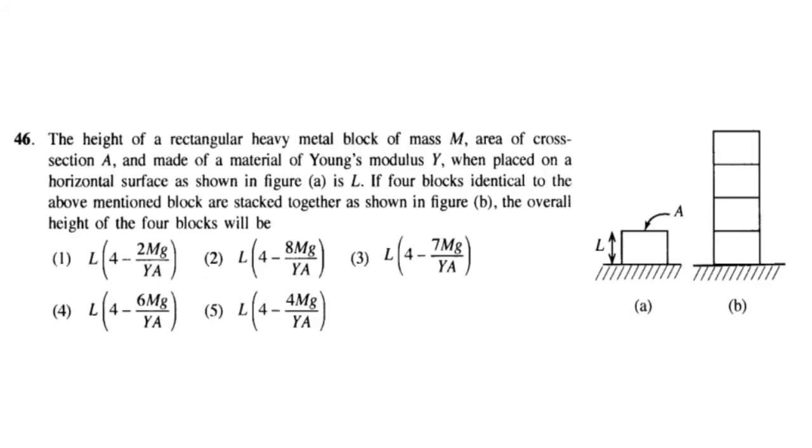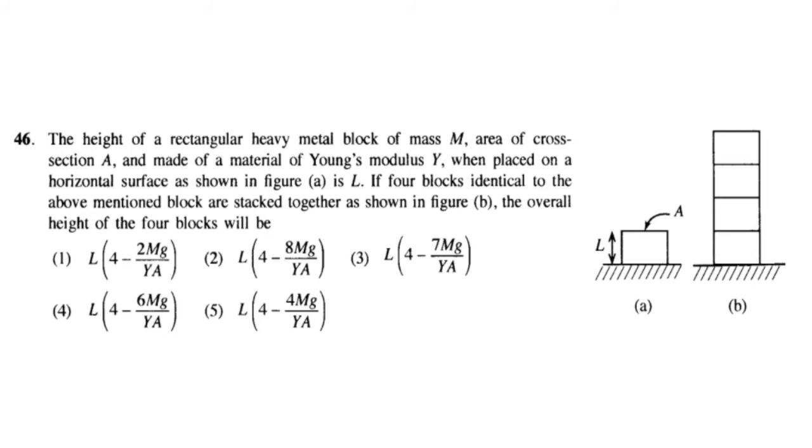Question number 46. A rectangular heavy metal block of mass M is shown in figure A. The dimensions of the metal block is given, and then the 4 blocks identical to that mentioned block are stacked together as shown in figure B. They are asking for the overall height of the 4 blocks. The blocks have been placed one over the other. We mark the top block as 1, second one 2, third one 3, fourth one 4. So top one is 1, last one is 4.